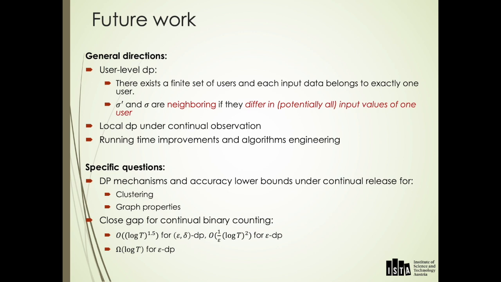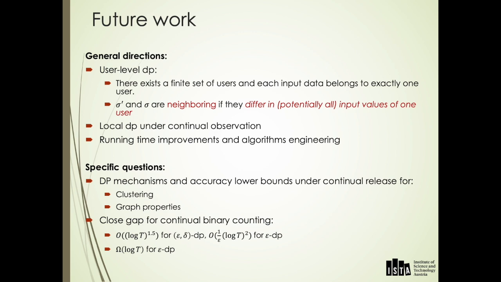One is to look at user-level differential privacy, which I just mentioned before. The other one is local differential privacy that I defined. There has been very little work on local differential privacy under continual observation. And then also look at the running time and actually implement these algorithms and see how fast they are and how they actually perform. So actually do algorithms engineering.